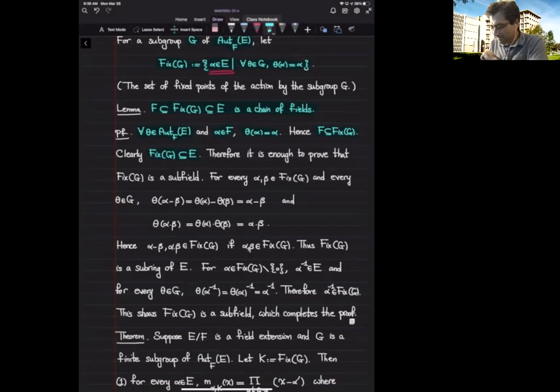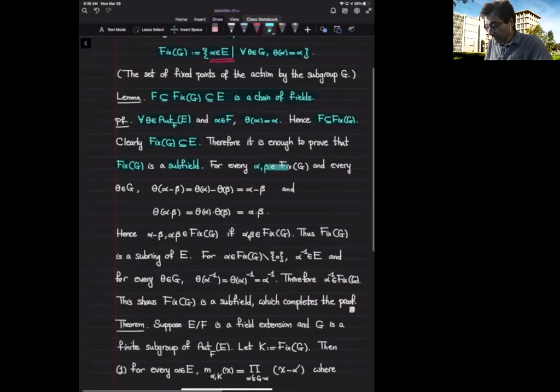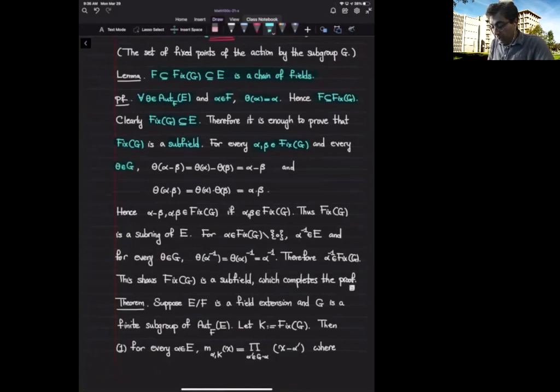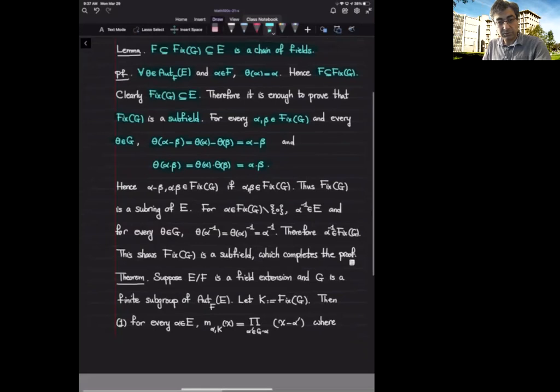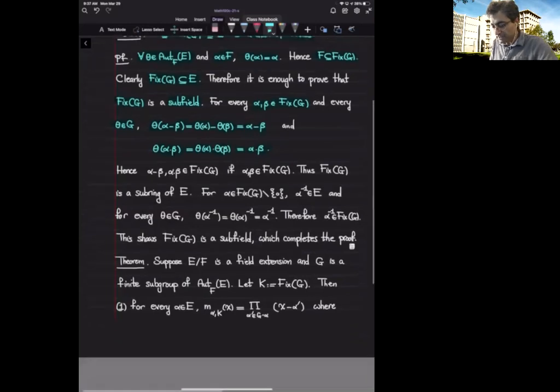Now let's see why it is a subfield. Why do we have the field structure on this set? I pick two elements alpha and beta inside this set. Now I pick an element theta. I have to argue why alpha minus beta is also fixed by theta. But theta of alpha minus beta is theta of alpha minus theta of beta, because theta is a ring homomorphism. And alpha and beta, both of them are fixed by elements of G. Therefore, theta of alpha is alpha and theta of beta is beta. So altogether, alpha minus beta is also fixed by elements of G. Similarly, theta of alpha times beta is theta of alpha times theta of beta. Alpha and beta are fixed by theta. Therefore, it is alpha times beta. So altogether, alpha minus beta and alpha times beta belong to the fixed points of the group G.